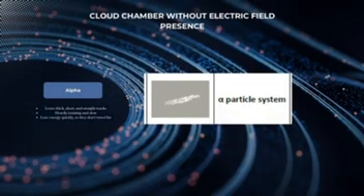In a cloud chamber without an electric field, we can still observe the track of a charged particle. We can identify different types of particles by looking at the appearance of their tracks. So firstly, alpha particles produce thick, short and straight tracks. They are heavy and highly ionizing, so they lose energy quickly and don't travel far.